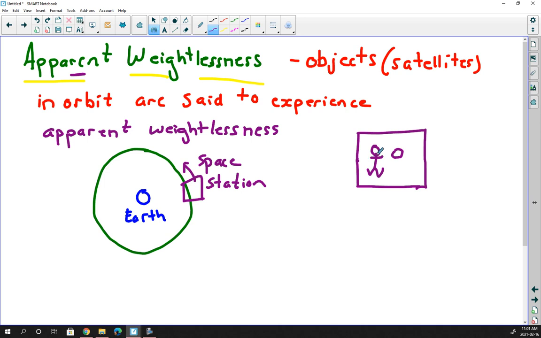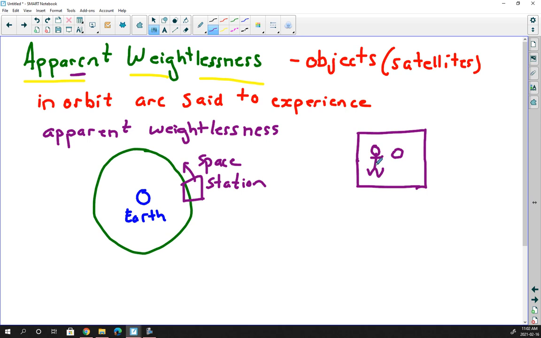So let's take a zoomed in look at this. So here he or she is, these astronauts, and you notice them floating around, and if they let go of an object, it just sits there and kind of floats around. It doesn't fall into any of the walls. That's called apparent weightlessness. It's not real weightlessness because they're still experiencing the gravitational field of the Earth, but it's apparent weightlessness because it doesn't look like anything's falling, and I can float around in here.